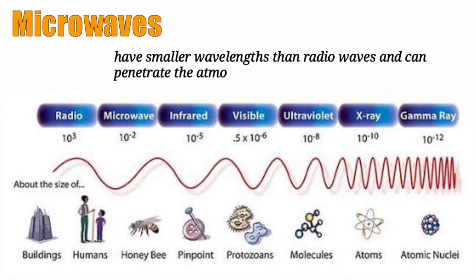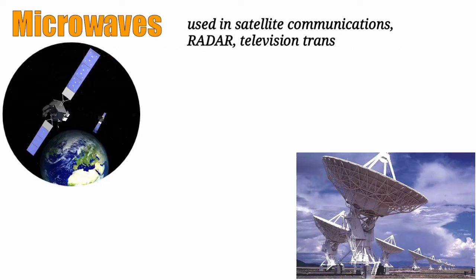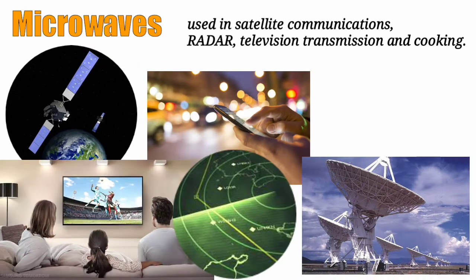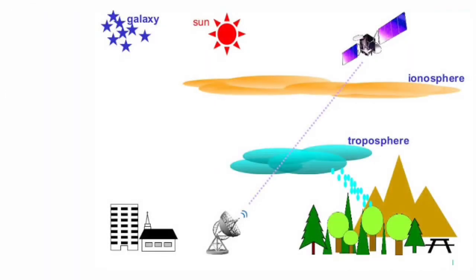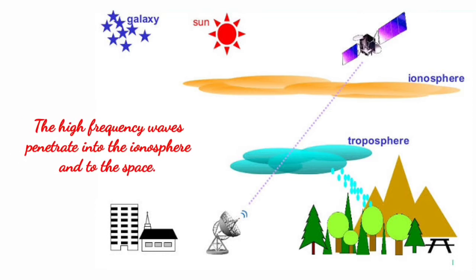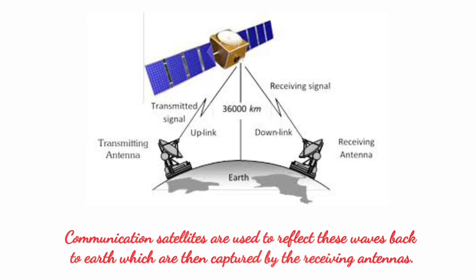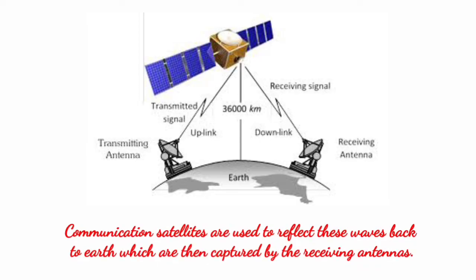Microwaves have smaller wavelengths than radio waves and can penetrate the atmosphere of the Earth. This wave is commonly used in satellite communications, radar, television transmission, and cooking. One layer of the atmosphere is composed of ionized gases. This layer is called ionosphere. The high-frequency waves penetrate into the ionosphere and to the space. Therefore, communication satellites are used to reflect these waves back to Earth, which are then captured by the receiving antennas.